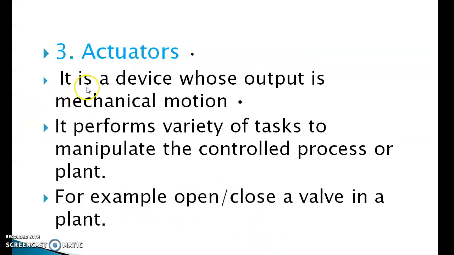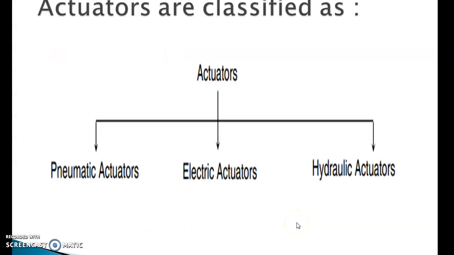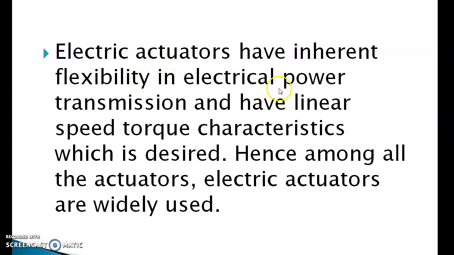Third, actuators. It is a device whose output is mechanical motion. It performs a variety of tasks to manipulate the control process or plant, for example, to open or close a valve in a plant. Actuators are classified as mechanical actuators, pneumatic actuators, electric actuators, and hydraulic actuators. The electric actuators have inherent flexibility in electrical power transmission and have linear speed torque characteristics, which is desired. Hence, among all the actuators, electric actuators are widely used.